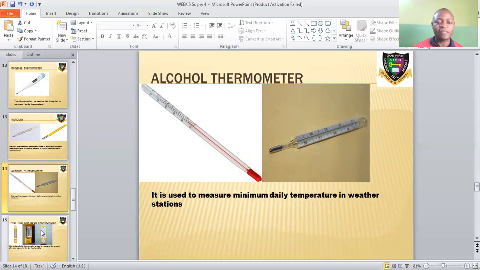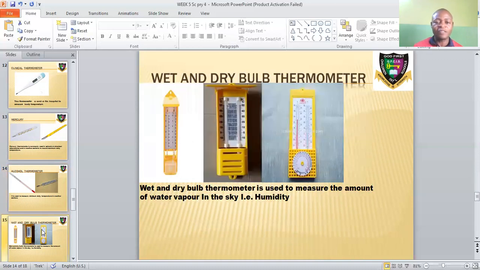Now, let's look at this one, which is the wet and dry bulb thermometer. We use the wet and dry bulb thermometer to determine the amount of water vapor in the sky, that is the humidity, the amount of water that we have in the sky. That is the function of the wet and dry bulb thermometer.